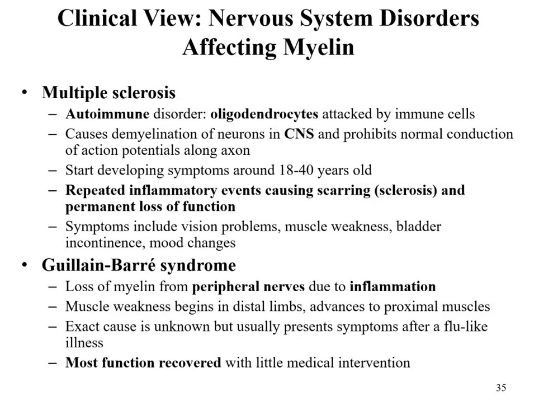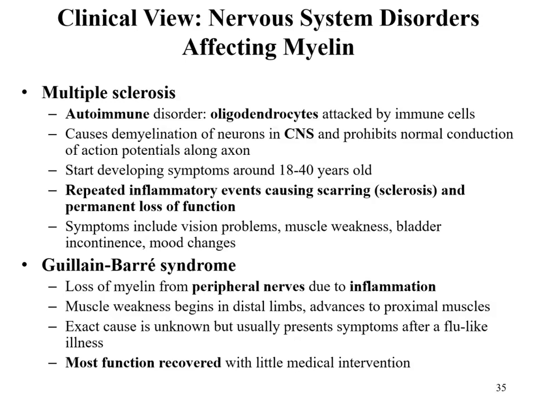All right, let's talk about some demyelinating disorders. We have a permanent one and a temporary one, okay? The permanent one is going to be multiple sclerosis, and this is an autoimmune disorder where the oligodendrocytes are going to be attacked by immune cells. This is going to cause demyelination of neurons in the central nervous system, and it's going to prohibit normal conduction of action potentials along axons.